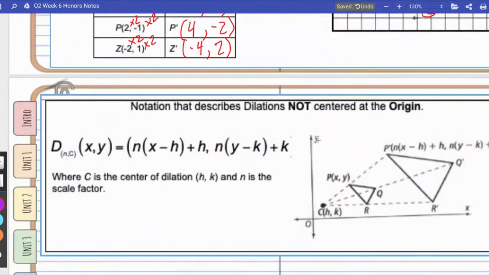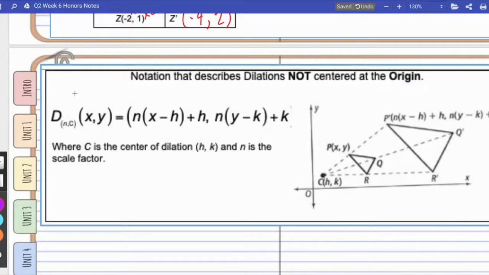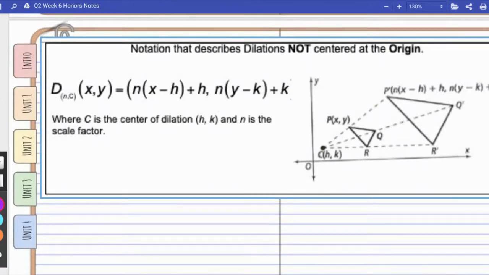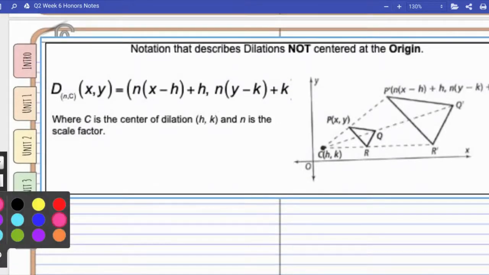So what happens when the center of dilation is not at the origin? We have to follow this funky formula or use our common sense. So first off, with the funky formula: since the center of dilation is not at the origin, we have to move it to the origin. So you have to go left so much and down so much. That's where this minus h, minus k comes from.